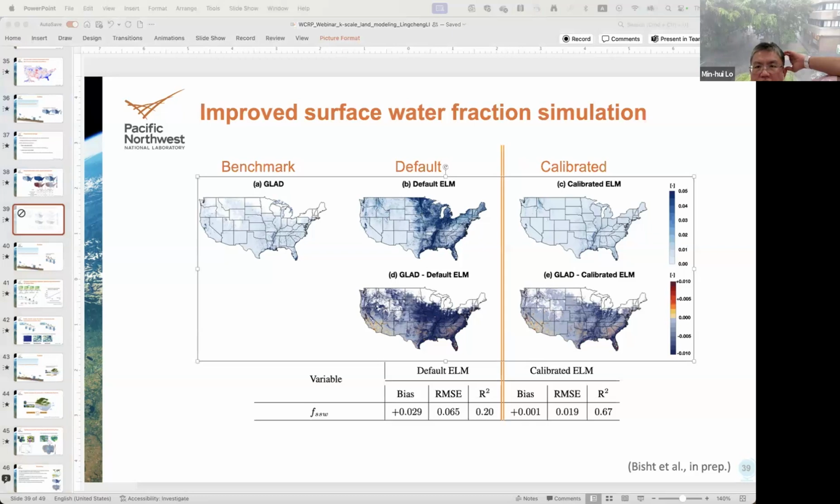Yeah, that's cool. Okay, I will go to the next question, please. So the question is, K-scale simulations can provide more spatial details, but does it really provide more accurate simulations compared to coarse resolution simulations? How can we better compare two simulations with different spatial resolutions? Did we upscale the K-scale simulation to a coarse resolution?